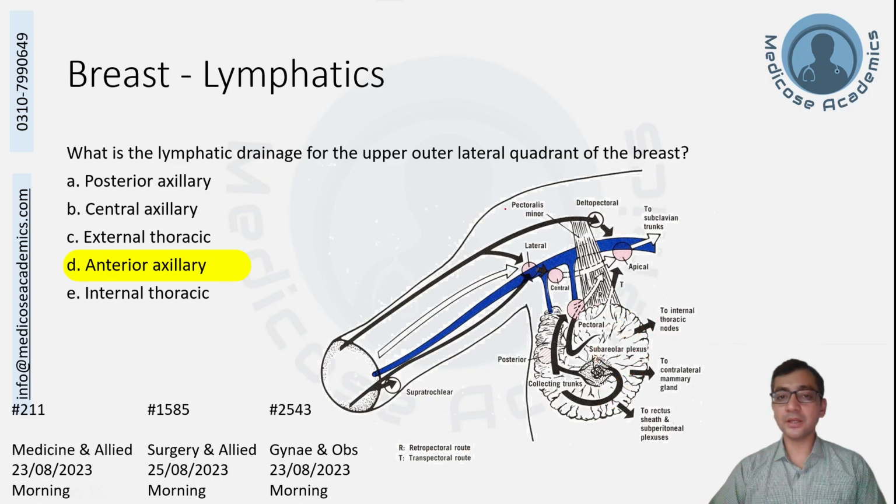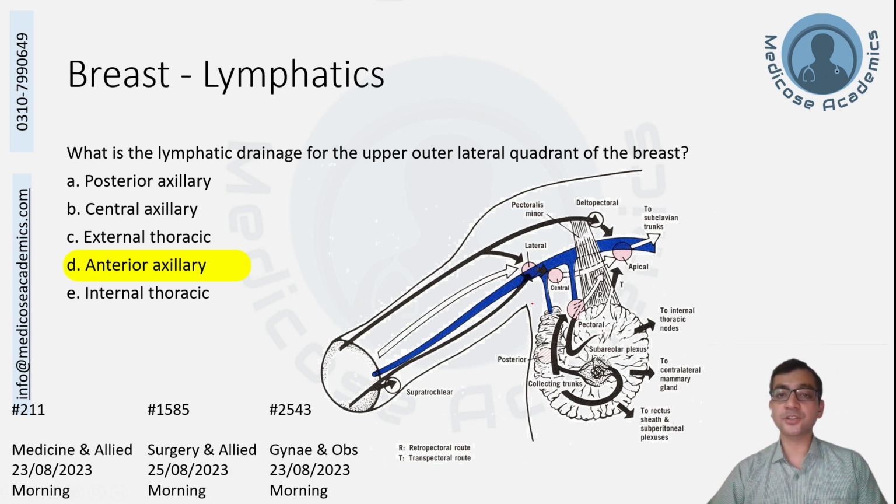Other questions, other directions that it can go to: superiorly to the apical nodes, medially it can go to the contralateral nodes, downwards it can go to the abdominal subperitoneal nodes, and downwards it can go to the diaphragmatic nodes. But again, stick to the most commonly asked things, that is pectoral nodes for the lateral aspect and subareolar plexus, and internal thoracic or internal mammary nodes for the medial aspect.